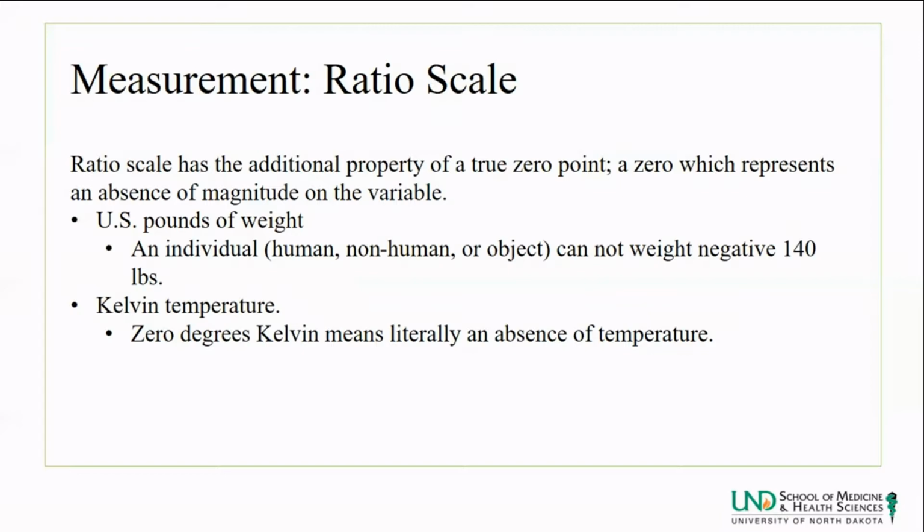All right, and one of the major common examples of this is the Kelvin scale of temperature. If you ever deal with anything in astronomy, astronomy not being astrology, but astronomy, when you talk about the temperatures in space and on different planets, 0 degrees Kelvin literally means an absence of temperature. So that's a true ratio scale variable.